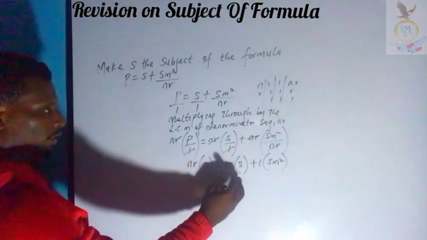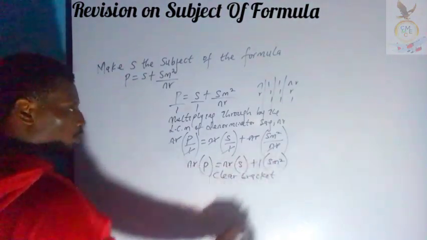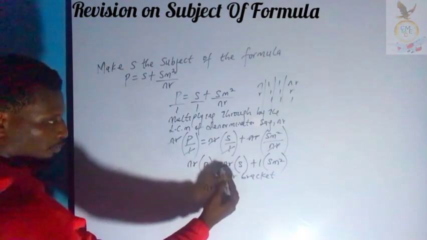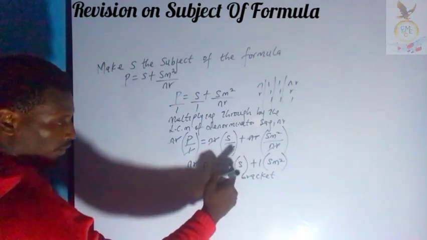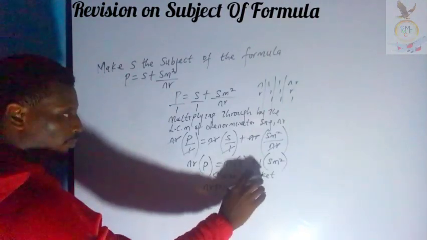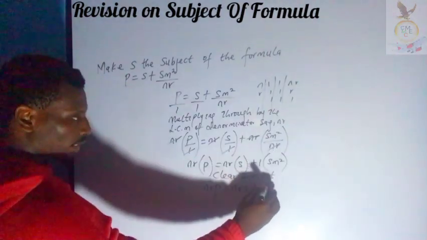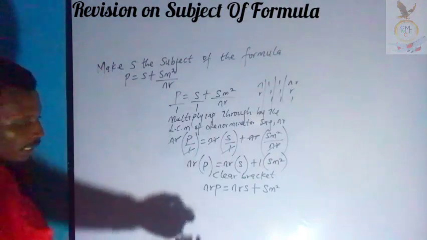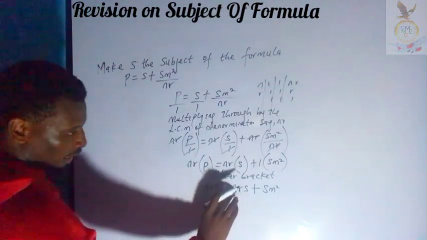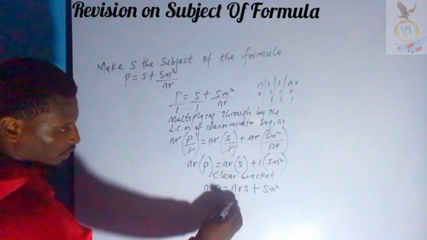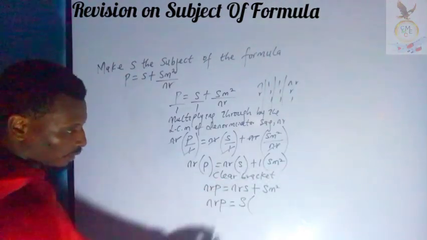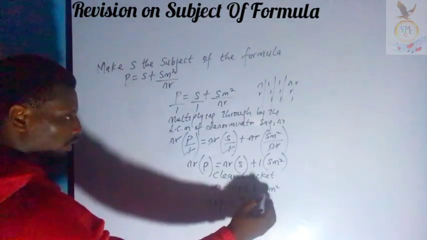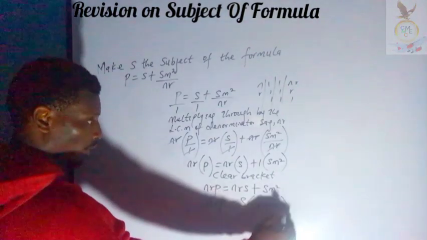So we are going to clear brackets with the nearest number to the bracket. Plus times plus is plus, nr times p will give us nrp is equal to plus nr times s will give us nrs, plus 1 times this will give us sm squared. So the question asks us to make s the subject of the formula. So at this point, there is no s, all the s are on the other side. So nrp is equal to s is common, that is s brackets, s cancel s here, leaving us with nr, plus, s cancel s, leaving us with sm squared.